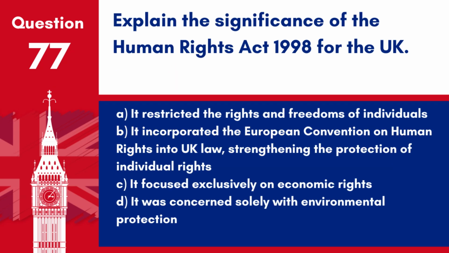Question 77. Explain the significance of the Human Rights Act 1998 for the UK. A. It restricted the rights and freedoms of individuals. B. It incorporated the European Convention on Human Rights into UK law, strengthening the protection of individual rights. C. It focused exclusively on economic rights. D. It was concerned solely with environmental protection. Answer. B. It incorporated the European Convention on Human Rights into UK law, strengthening the protection of individual rights.